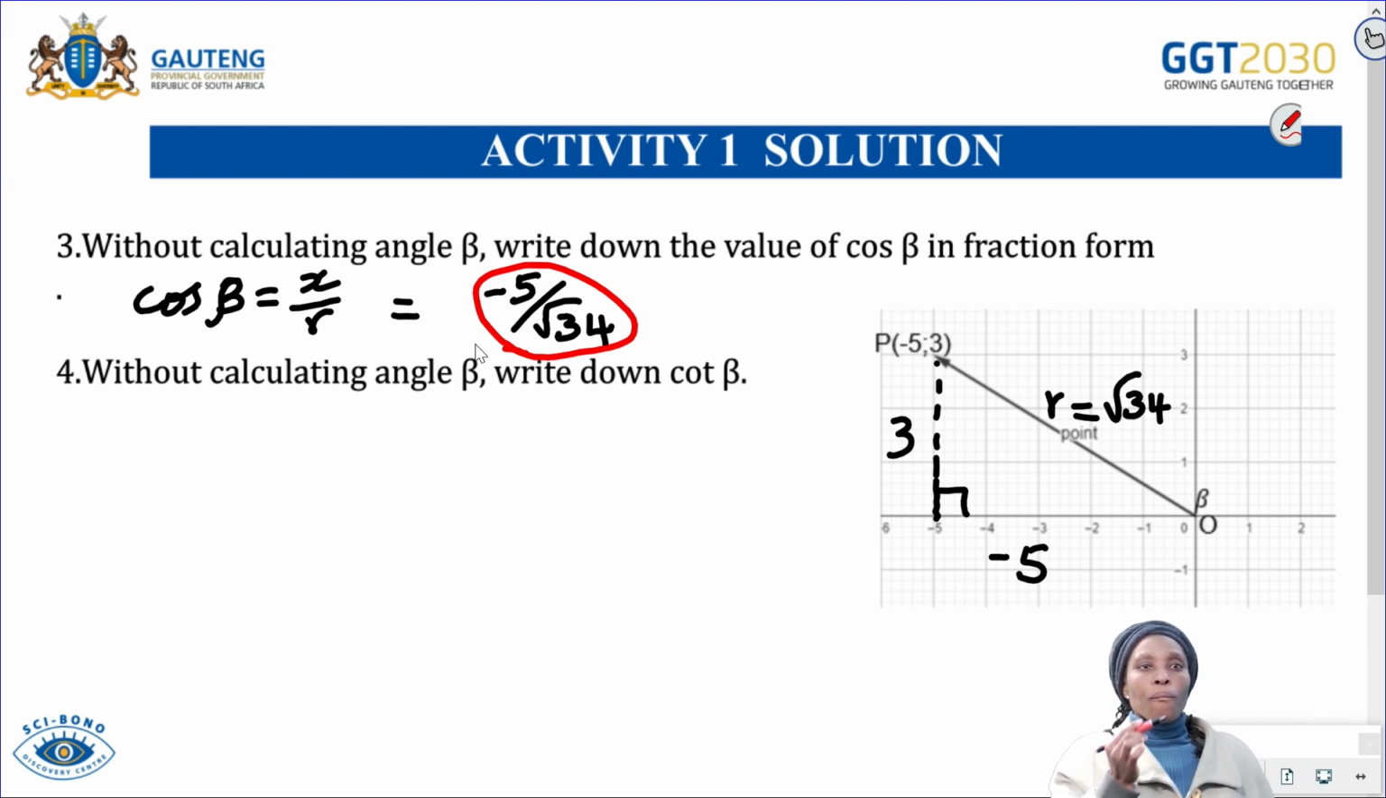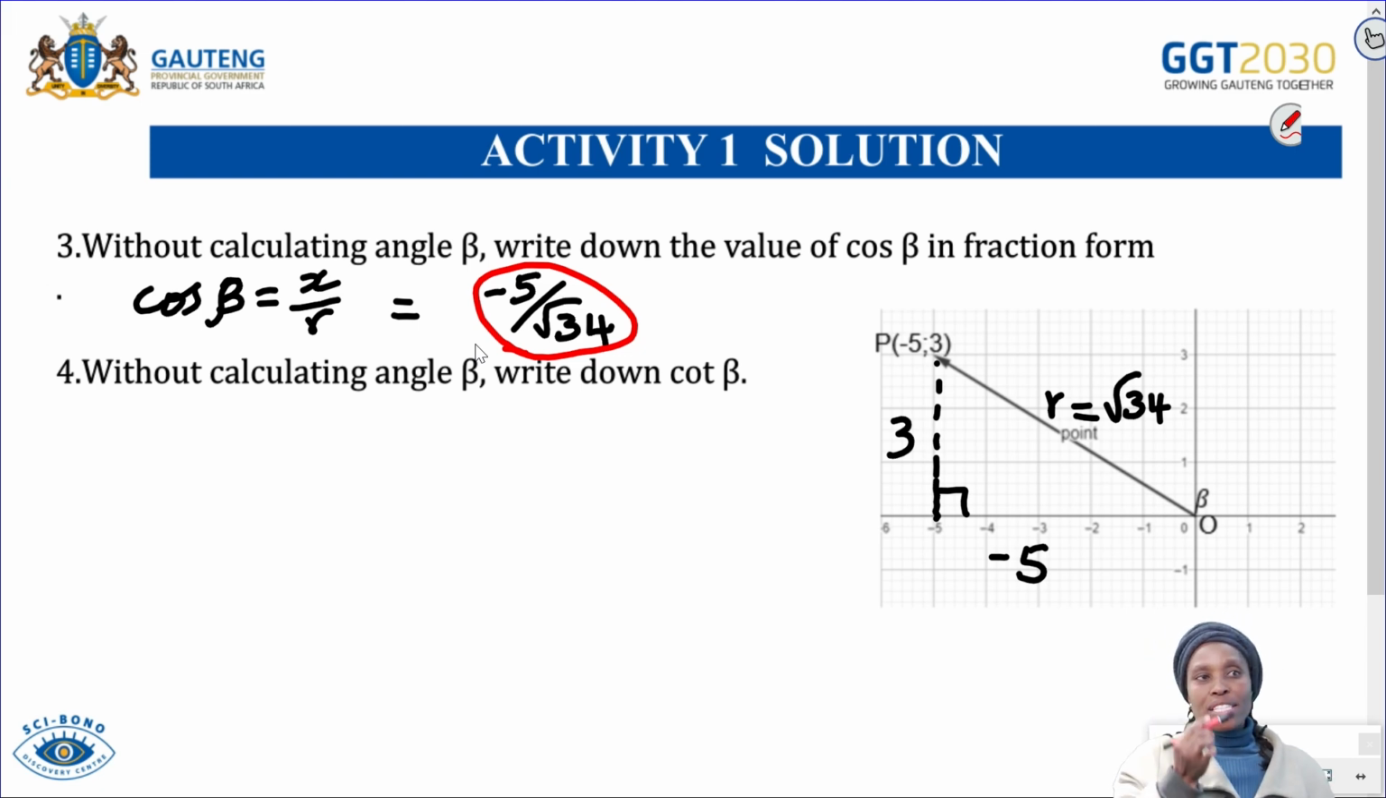Because my diagram is in the second quadrant, there's no way I can have cos as positive in the second quadrant, because my x there is negative, and my r, remember I said your r is always positive. So it's my negative value over a positive value, which gives me a negative, which explains what I said about the CAST diagram: in the second quadrant, only sine is positive. If you get any other value that is positive for cos beta in the second quadrant, you must know there is something wrong that you have done. Go back and recheck your work and see where you have gone wrong.